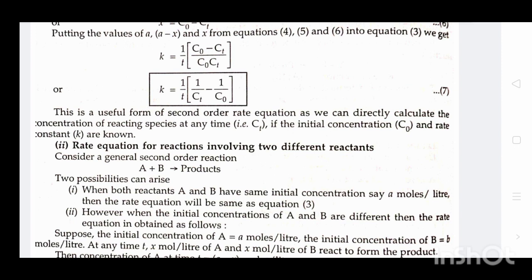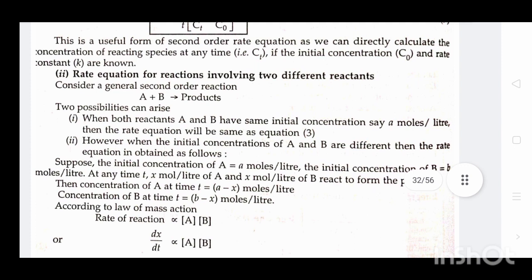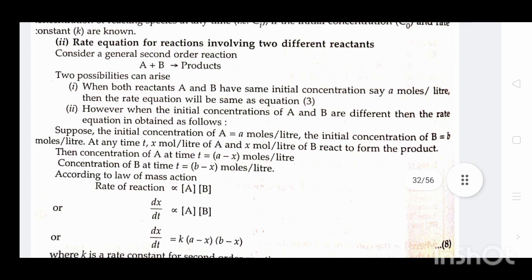Rate equation for reactions involving two different reactants. Consider a general second order reaction: A plus B gives products. Two possibilities can arise. When both reactants A and B have the same initial concentration, say a moles per liter, the rate equation will be the same as equation 3. However, when the initial concentrations of A and B are different, the rate equation is obtained as follows.